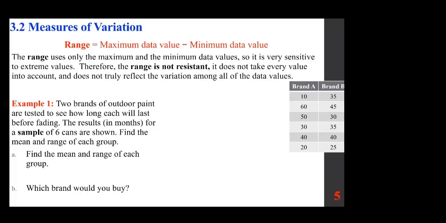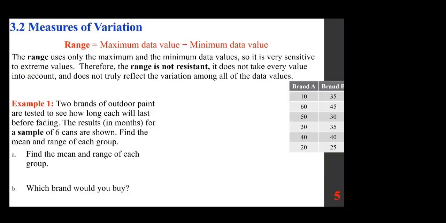If you look at brand A, you are finding the mean. X bar is the summation of X over N. It's a simple process. You add them up and divide by 6. And the same thing for brand B. To find the mean, add them up, divide by 6.